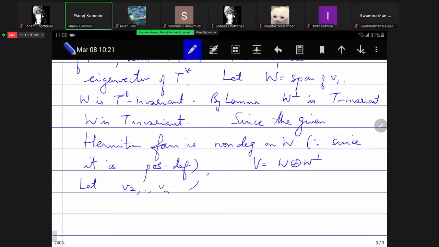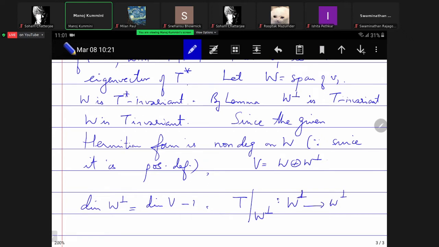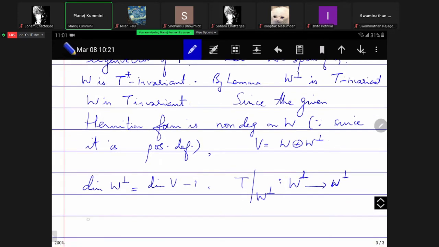So let V2 through Vn be an orthonormal basis of W perp. The dimension of W perp is less than the dimension of V; in fact it's equal to the dimension of V minus 1. Now consider T restricted to W perp. Because it is T invariant, this is a map from W perp to itself. That's why we need to establish this T invariant part. We get a map like this, and it is a normal operator.